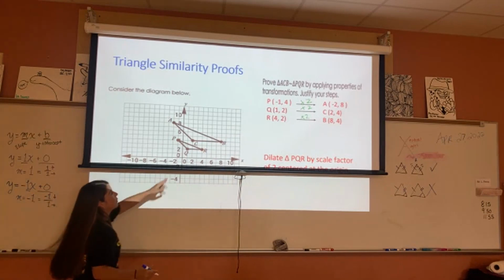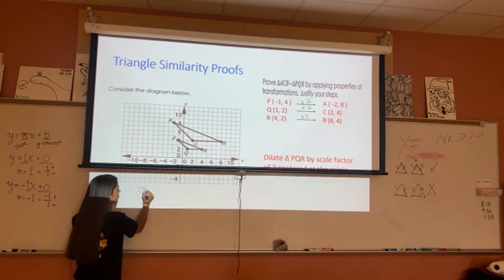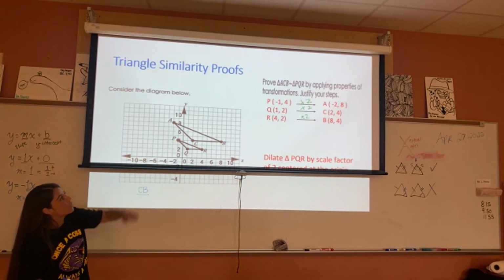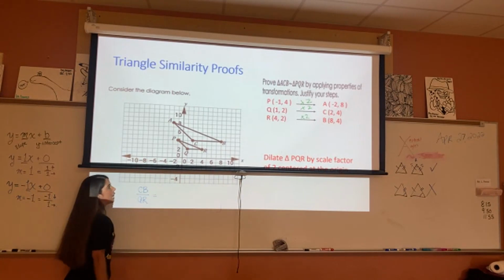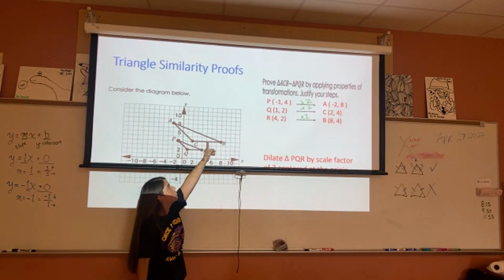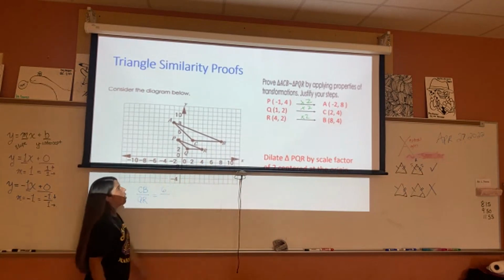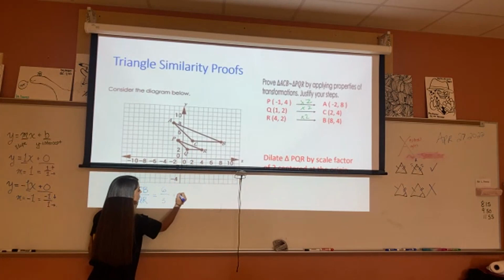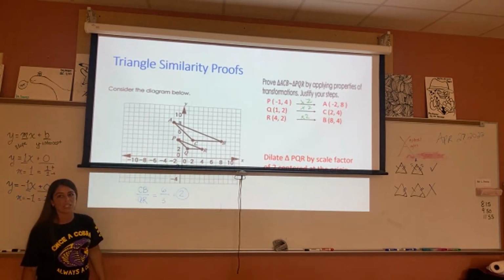If I took side CB, I know that CB is going to correspond, from my second and third letter, with QR. Looking at that, I just count. CB is 1, 2, 3, 4, 5, 6. And QR is 1, 2, 3. 6 divided by 3 is 2. CB is twice as long as QR.